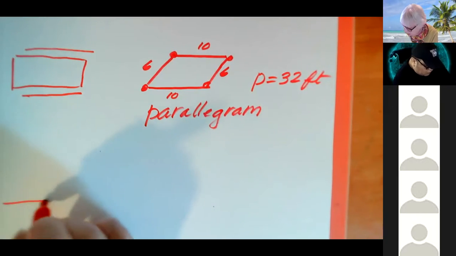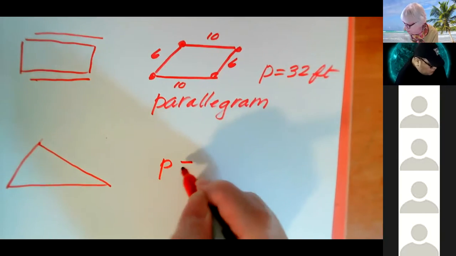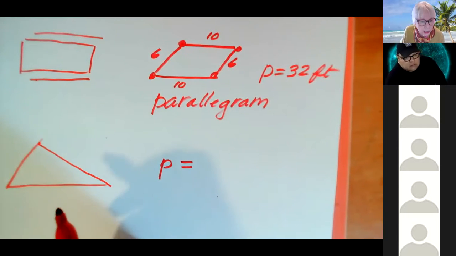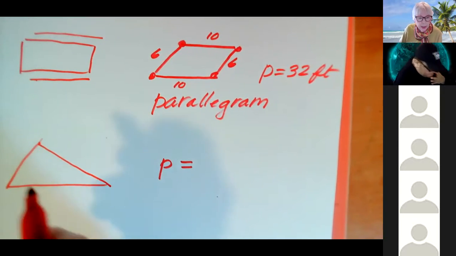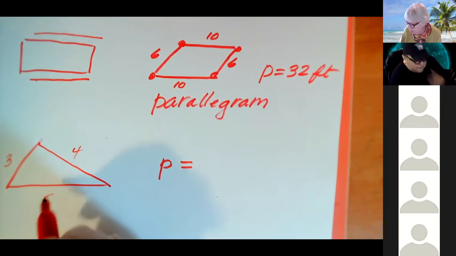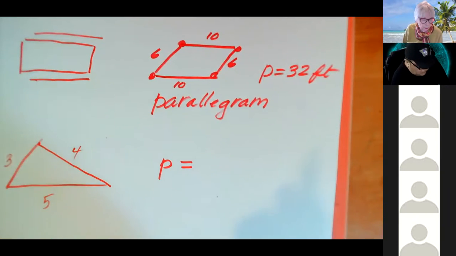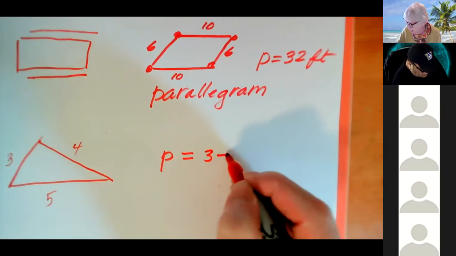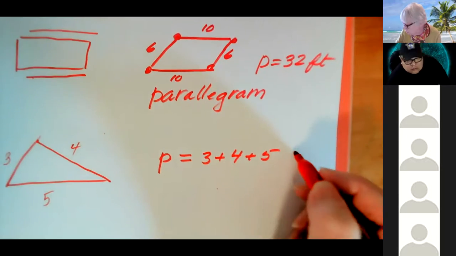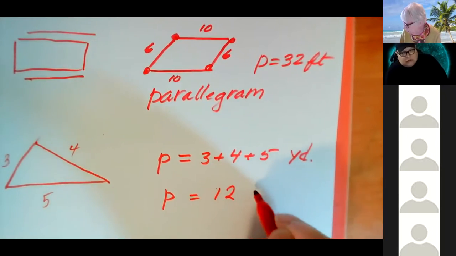So the last one they talk about is, what if you had a triangle? Now, if you wanted the perimeter, and they use P for perimeter, then all 3 sides could be different. And so if this was 3, and this was 4, and this was 5, all you do is march around the outside edge and add them up. So it'd be a 3 and a 4 and a 5. And let's say it was yards or something, I don't care. And so that would be 7 and 5, that would be 12 yards.